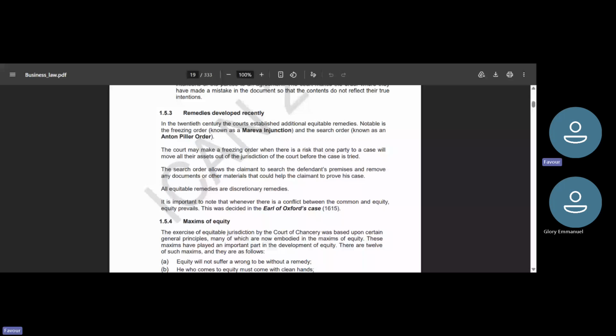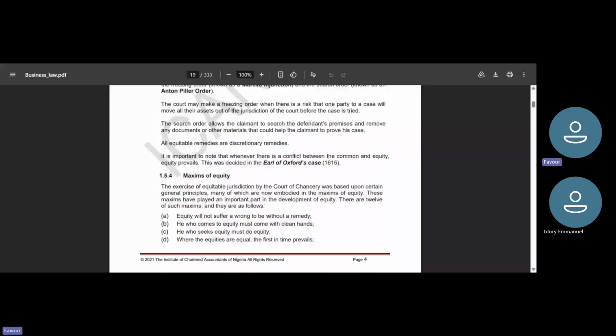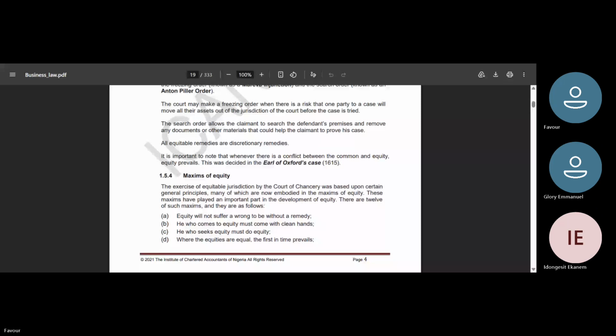So the maxims of equity are the guiding principles when applying equity. Bear in mind, we are speaking of equity. The maxims of equity are basically those principles that guide the court when applying equity. It explains how and when equitable remedies are granted, right? And there are 12 of such maxims.